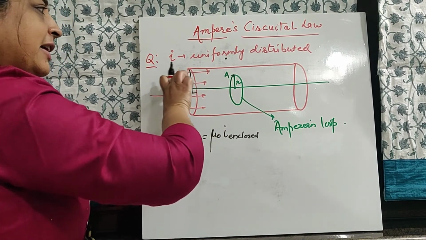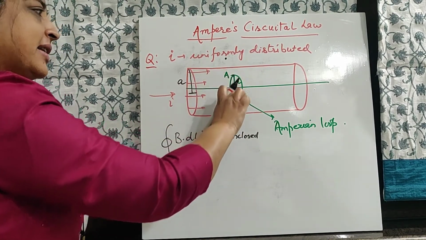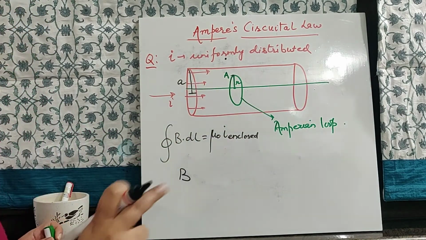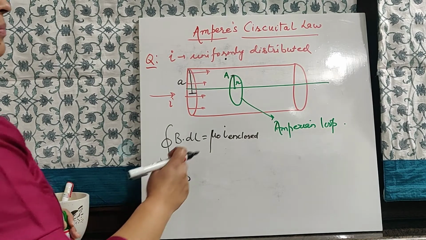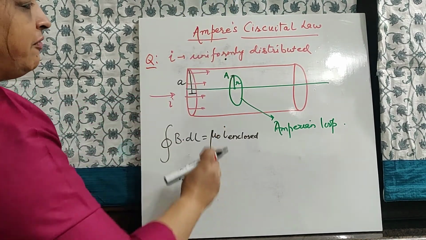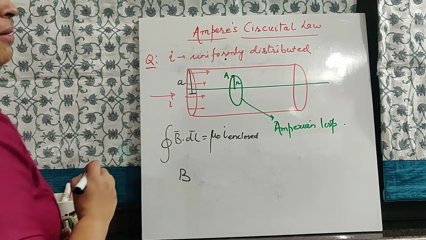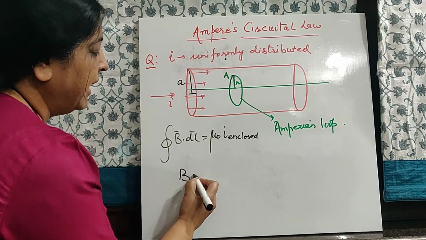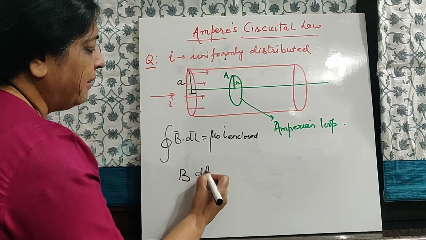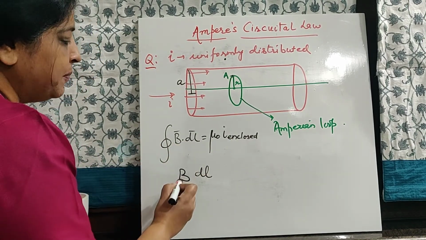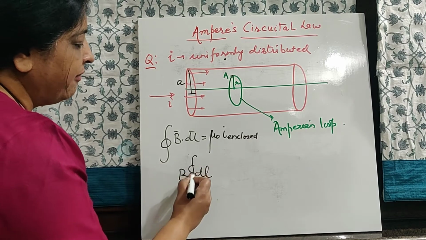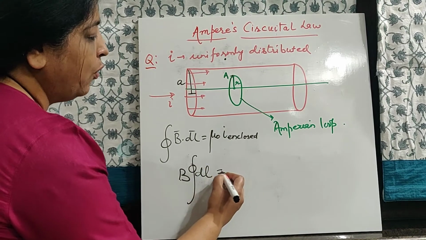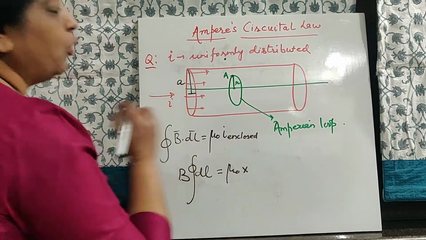Again, because the current is flowing like this and you have taken a circular loop like this, just now as we have done in the previous question, the magnetic field and dl vectors both are making zero angle with each other. So B dot dl will be B dl cos 0, so we will be writing B dl itself. And because B will be constant, in the integral we will be having dl only. So B closed integral dl is equal to mu naught times I enclosed.